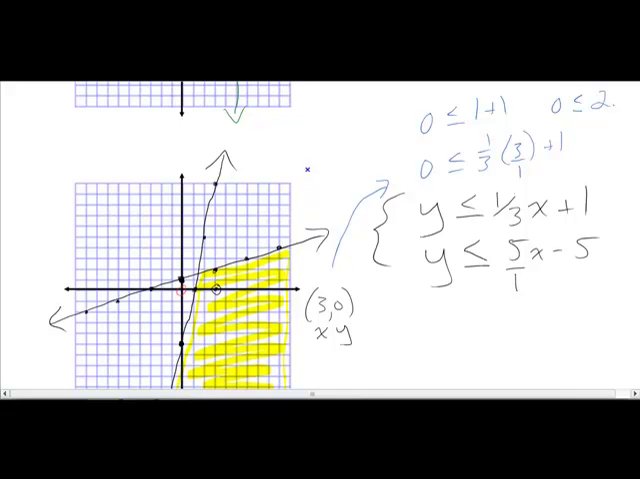Let's look at the bottom one. 0 is less than or equal to 5 times 3 minus 5. So 0 is less than or equal to 5 times 3, which is 15, minus 5 is 10. Yes, that is a true statement also. So that point works for the top inequality and the bottom inequality, so we have shown that we've highlighted the correct region.